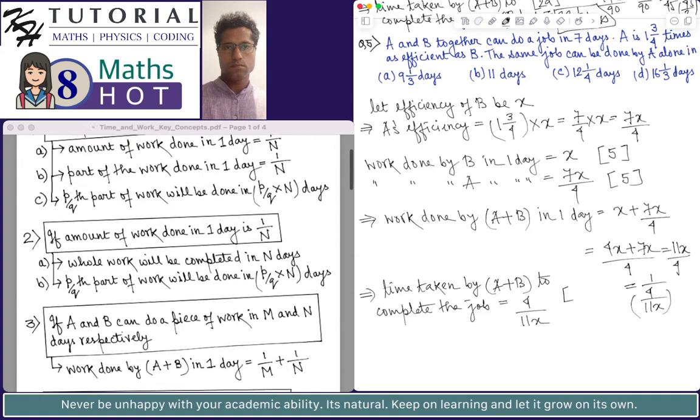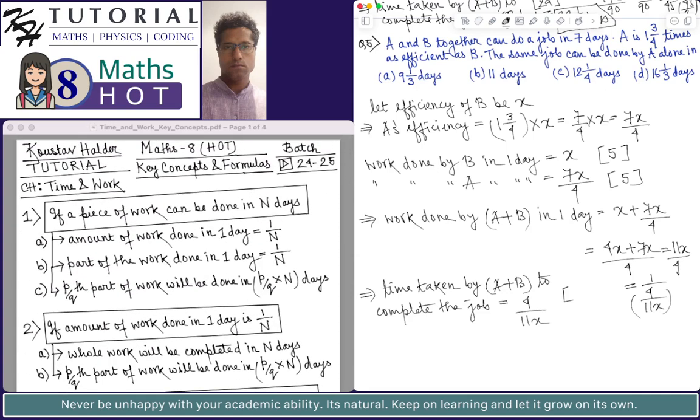I think you can consider the concept applied is one. If a piece of work can be done in n days, we know that the amount of work done in one day is 1 by n. The reverse is also true. That is, if we know that the amount of work done in one day is 1 by n, then we can say that the whole work will be done in n days. So I am writing it as 1a.